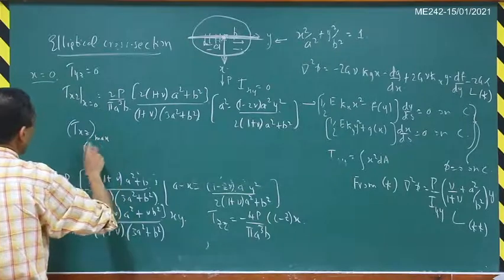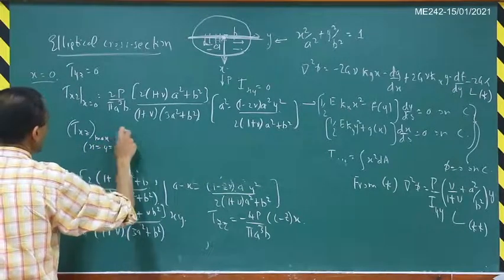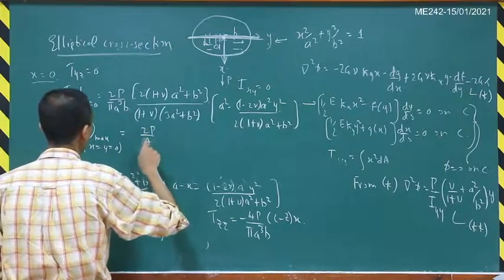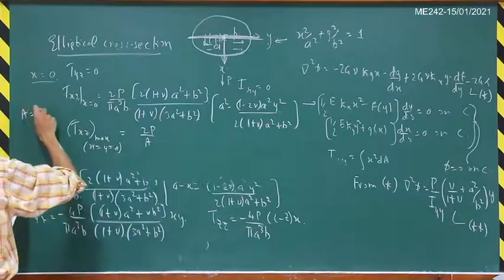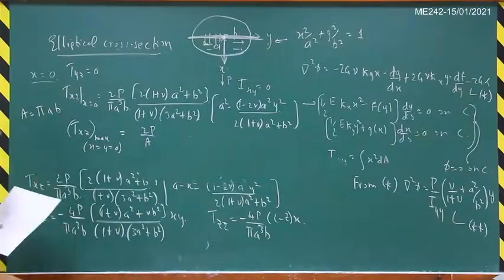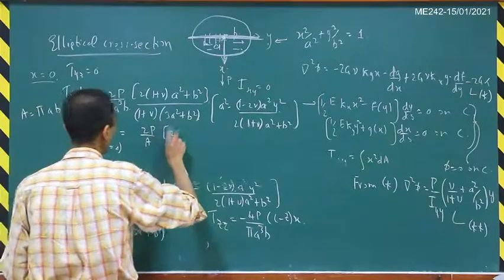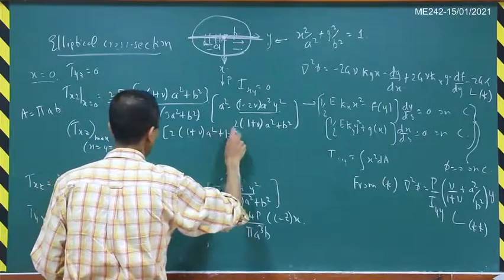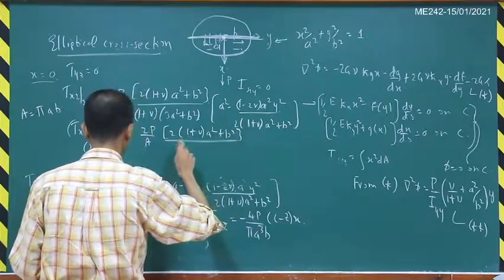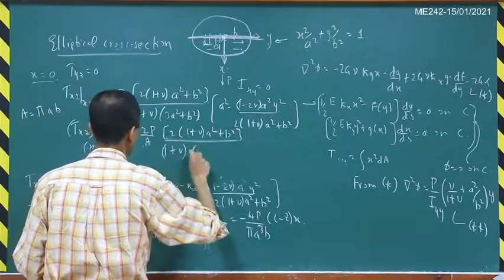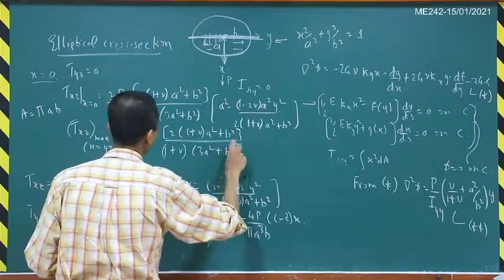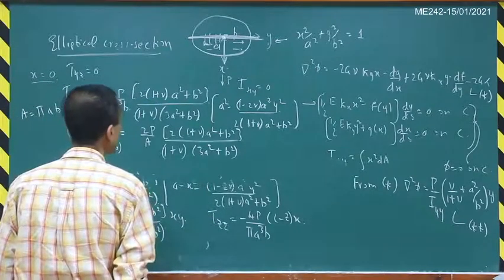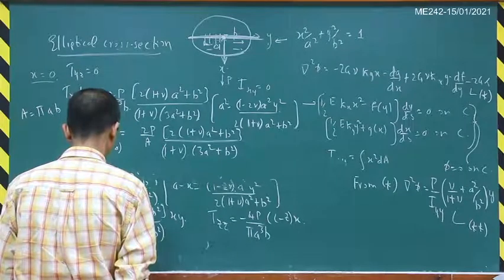So this is at x equal to y equal to 0. That maximum value will be equal to 2P divided by A, where this A is pi AB, the area of the ellipse here, times 2 into 1 plus mu times A square plus B square divided by 3 times 1 plus mu times 3A square plus B square. So that is the expression for the maximum shear stress along that particular line.